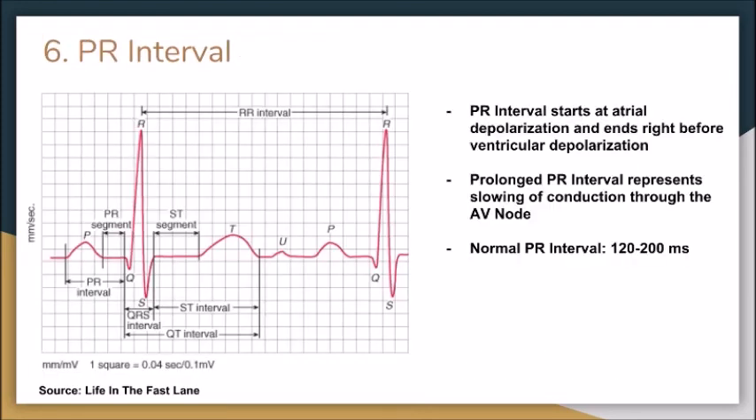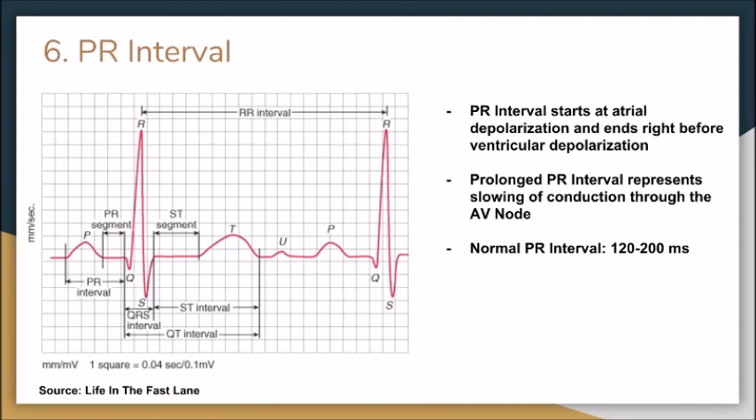So the last part of our EKG algorithm is the PR interval. So as indicated on the diagram on the left, the PR interval spans from the start of the P wave up until the QRS complex, so all the area in between. And this is going to represent all of atrial depolarization and everything after that up until right before ventricular depolarization. Now, a normal PR interval should be between 120 to 200 milliseconds. This represents 3 to 5 small boxes on the EKG paper.